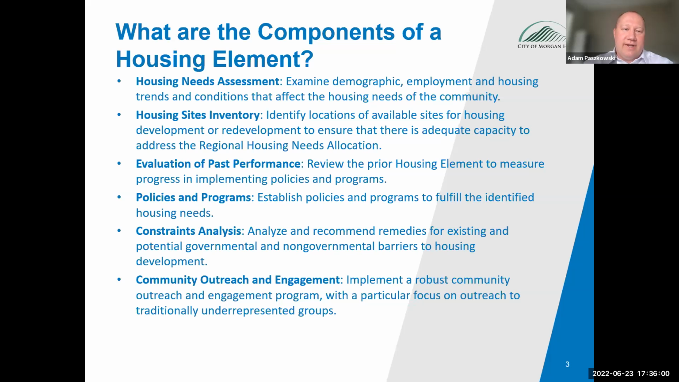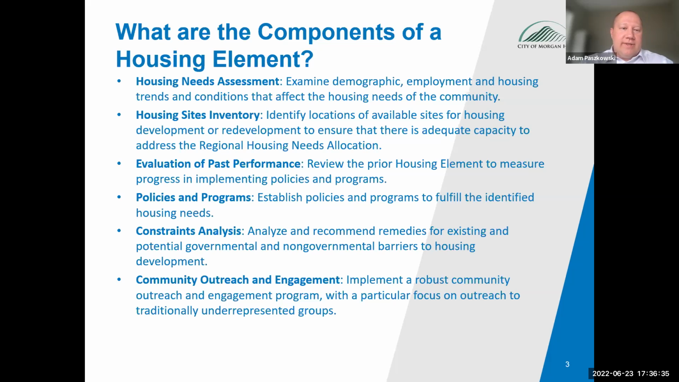The next bullet point I have listed on here is a sites inventory. So a sites inventory identifies locations of available sites for housing development or even redevelopment to ensure that there is an adequate capacity to address something that's called the regional housing needs allocation. So the regional housing needs allocation is the number of housing units we must build as directed by the state. And these housing units are broken into different categories for all income groups. So it's the low housing to your market rate housing.